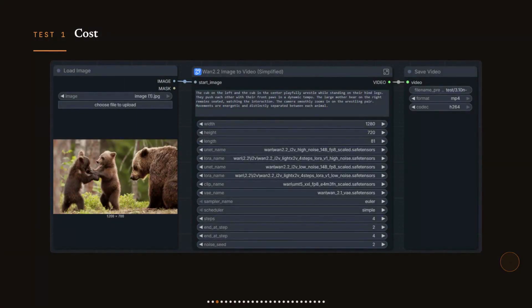Test 1. Cost. You're probably thinking the newer model has to be pricier, but here's how bad it can actually get. Run 1,000 seconds of video through OpenRouter and WAN 2.6 costs you $40. WAN 2.7 costs you $100. That's $60 gone on a single batch. And if you're iterating daily, that gap compounds fast.